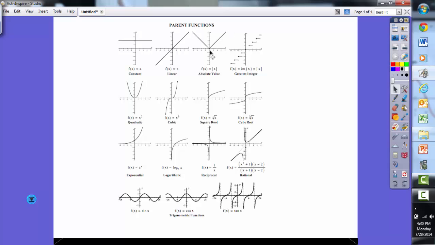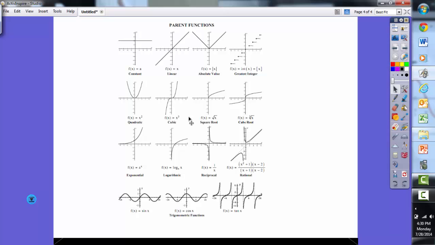Absolute value looks like this. We can shift it left, right, up, down. We can make it fat or skinny. But the parent function is a v going through the origin. This is called the step function or the greatest integer function. We're not going to use that very much, so you will not have to memorize that. Quadratic and cubic you should know, and remember that when you put a negative in front of the x squared, this opens down. When you put a negative in front of the x cubed, it opens the other way.